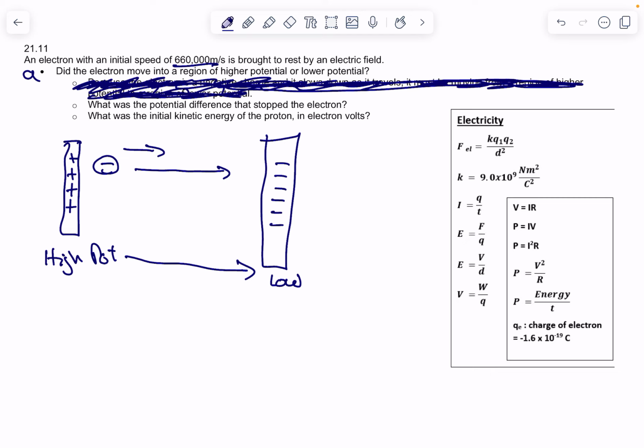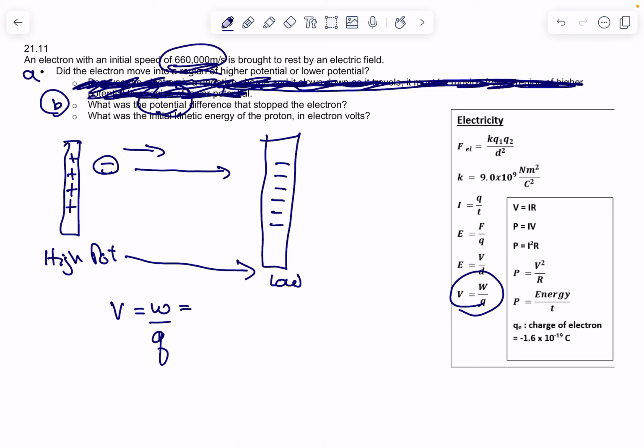I didn't paginate this very well. B, what is the potential difference that stopped the electrons? So let's think about that. The potential difference is voltage, right? And voltage is actually right here. This is the equation you're going to use, work divided by charge. But work is something that we've played around with. Work is energy, joules.